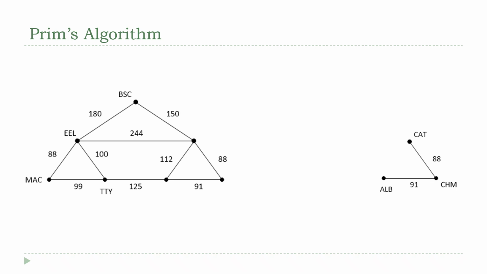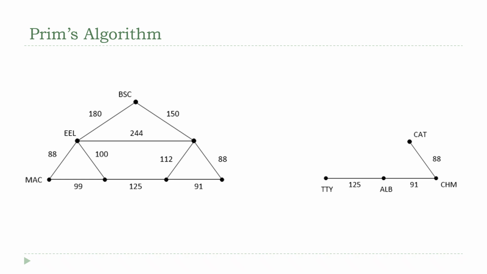Now, what do we have? Four options now. We've got the 150 to BSC, the 244 to EEL, we've got the 112, and we've got the 125. Now that 112 objectively is the best one, right? Because it's the smallest of the lot. But I can't add it because if I add it, it's going to create a circuit. And we don't want to ever create a circuit in our output, otherwise it's not going to be a tree. So, of the remaining three, the 125 to the TTY building is the lowest, so that's the one I'll add. We'll take TTY out of the mix.